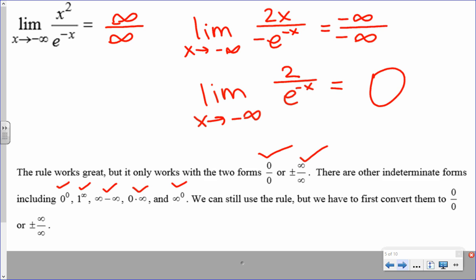Okay, are you ready to see some examples? We can only use L'Hopital's rule if we have 0 over 0 or an infinity divided by an infinity. But these are all indeterminate forms. So if we can take these indeterminate forms and rearrange them to be that 0 over 0 or infinity over infinity, then we can use L'Hopital's rule that way. Does that make sense?